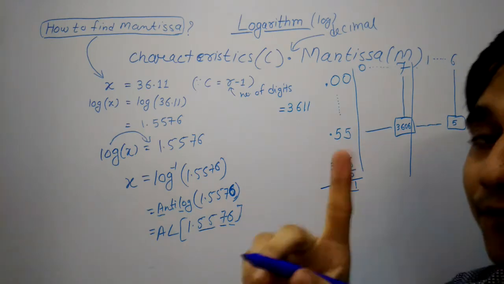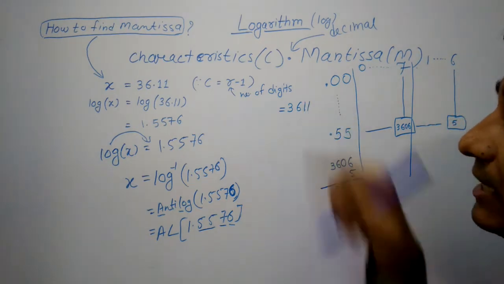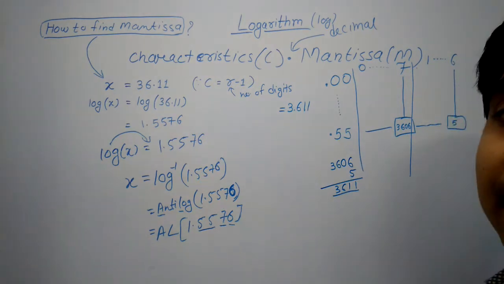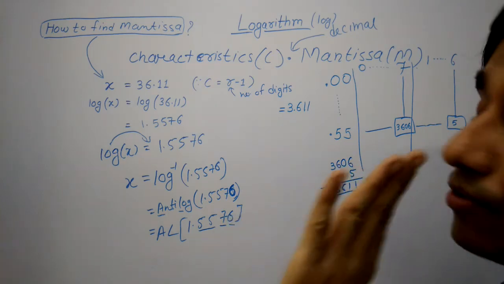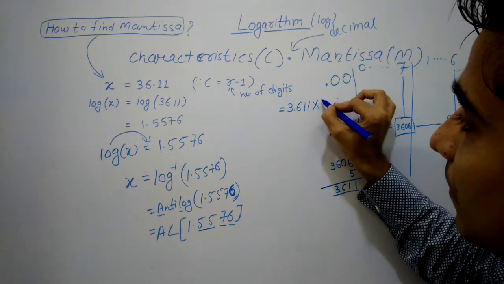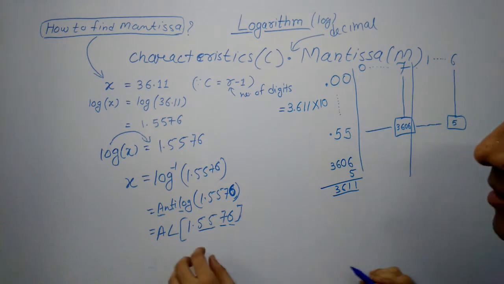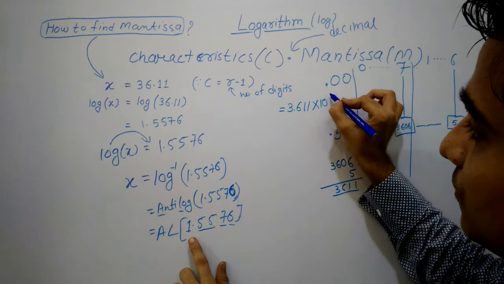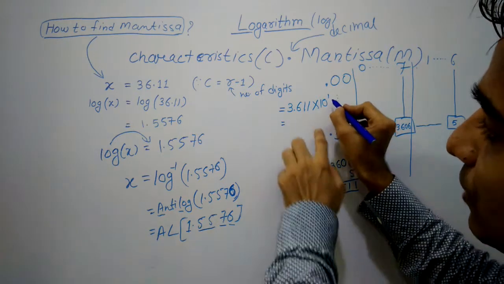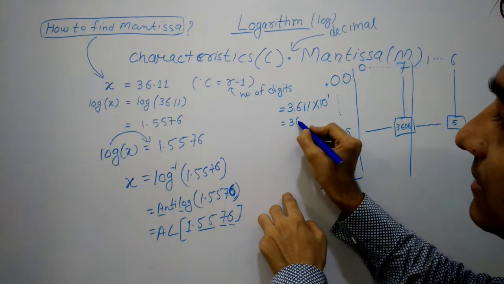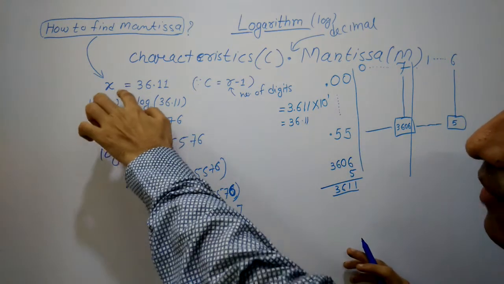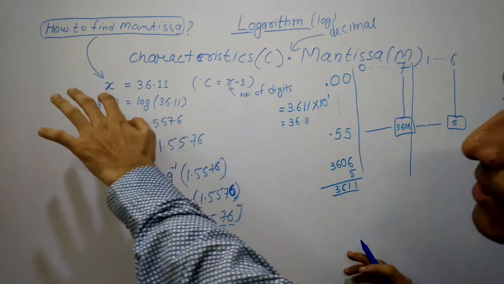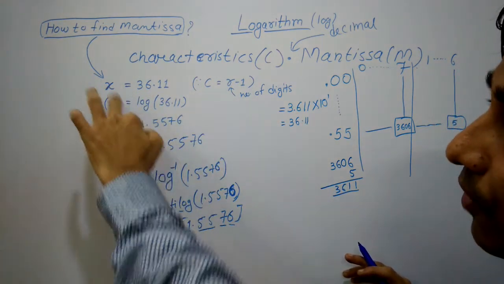Also, one rule for putting these numbers: you have to put the decimal after the first significant digit. I will tell you why later. Then multiply and take out the power number. The power is positive, so you put a positive sign here. When you include these numbers, you get exactly the number which was your question. So x is equal to 36.11. I got 36.11, so you have to use log and anti-log for finding the exact number.